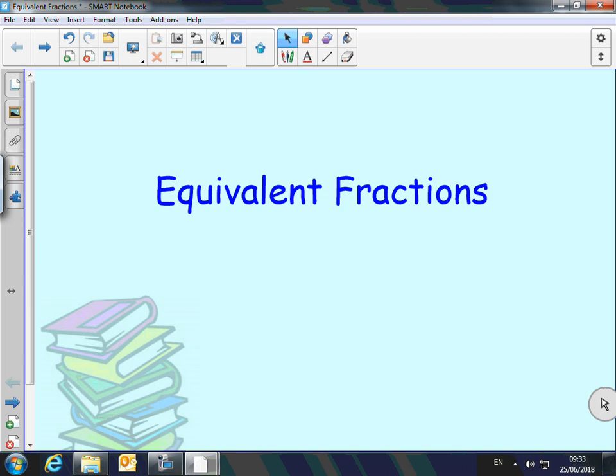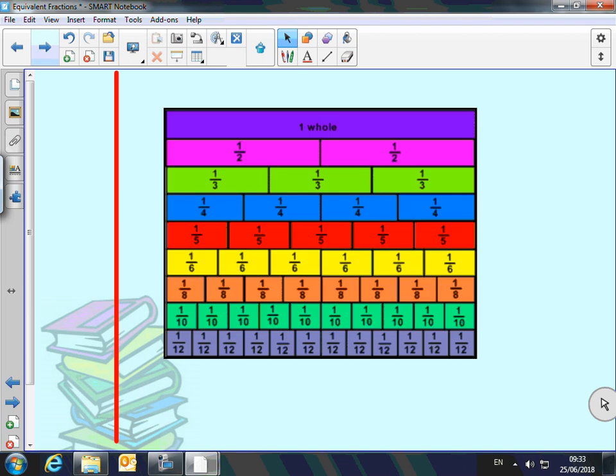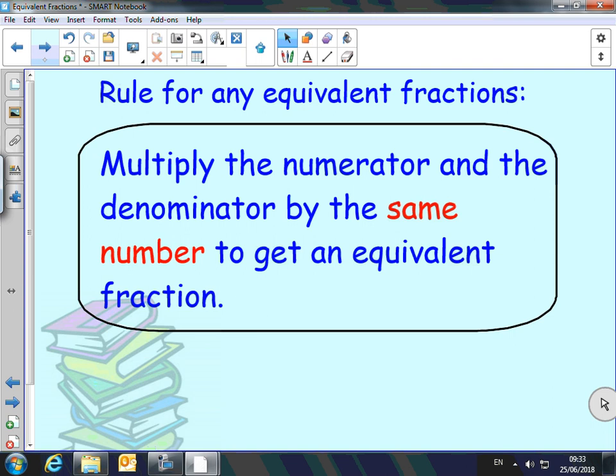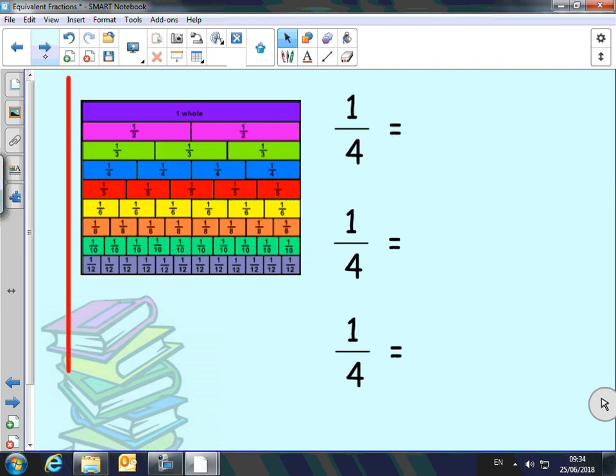Equivalent fractions. I'm showing you just now a fraction wall. All pupils will be issued with a fraction wall to help them through this topic. When we multiply the numerator and the denominator by the same number, we get an equivalent fraction, and we're going to use that rule to help us with this question.